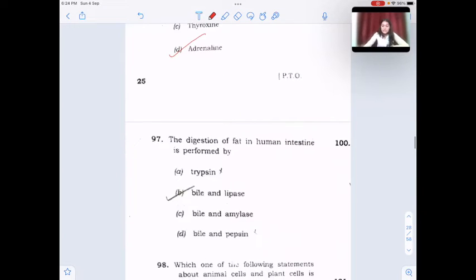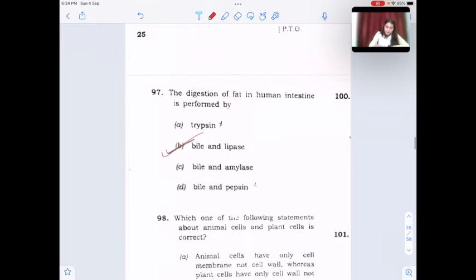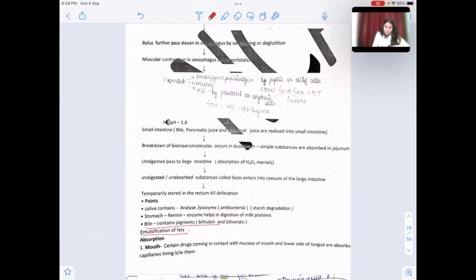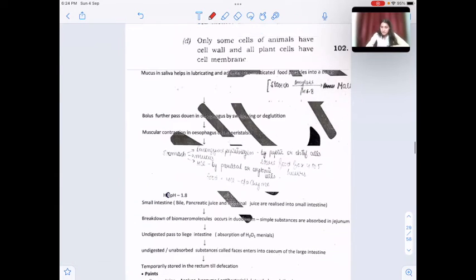Okay, the digestion of fat in the human intestine is performed by? Fat means lipids. So lipase would be involved, and also bile, which is a liver secretion, that is responsible for emulsification of fat. So option B. And here it's given in the notes also that bile is responsible for emulsification of fats.